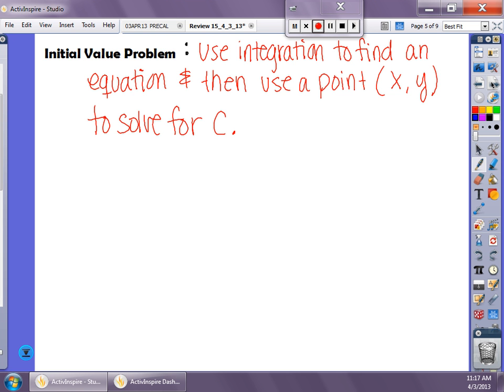So we'll end up doing two different initial value problems. All right. The first one we're going to do is number 5 in your packet. If you go to number 5, if you want to write the question inside of your foldable so you have an example, you're welcome to do that.